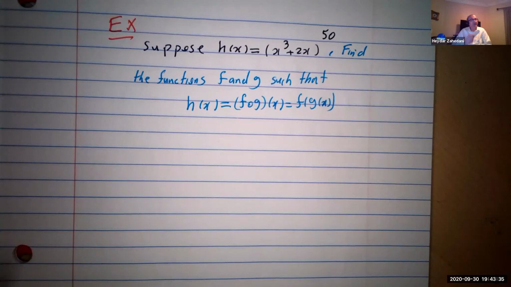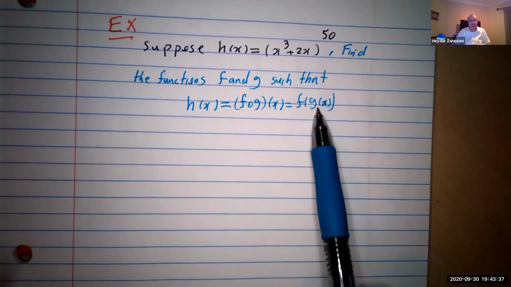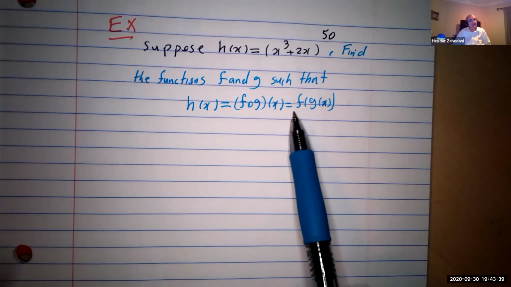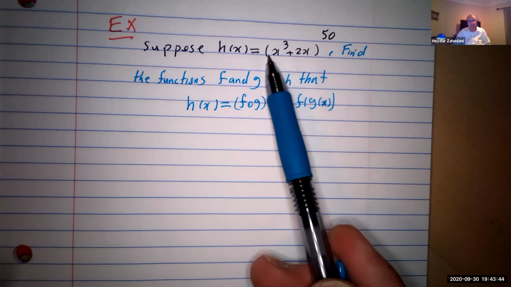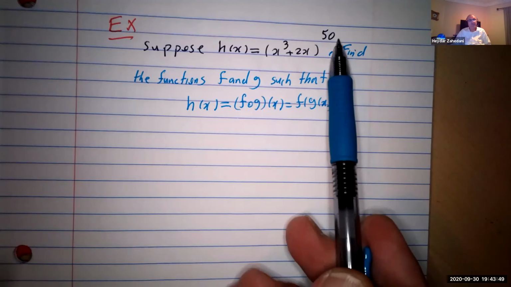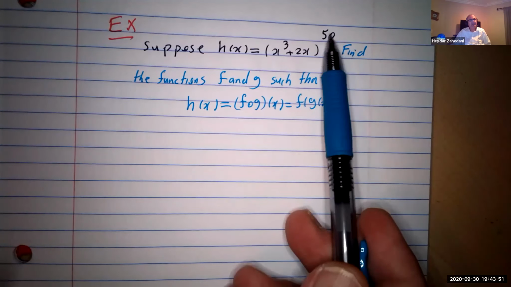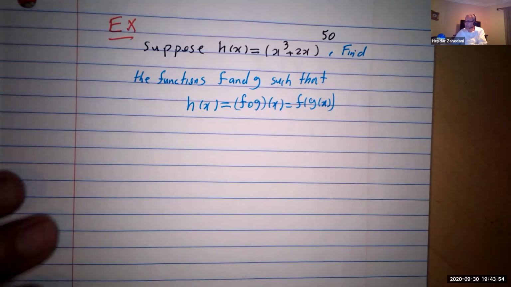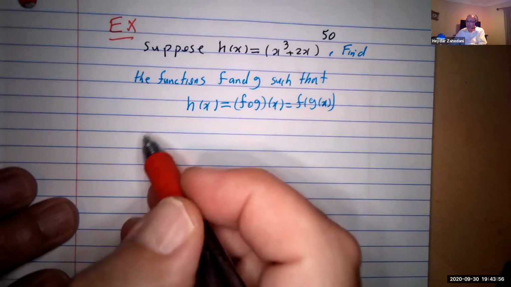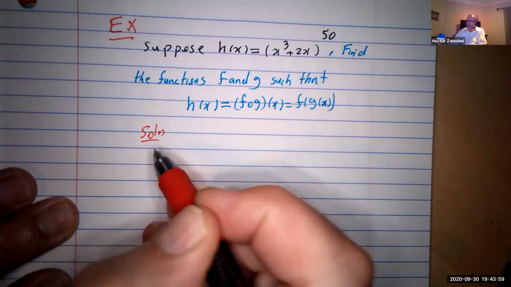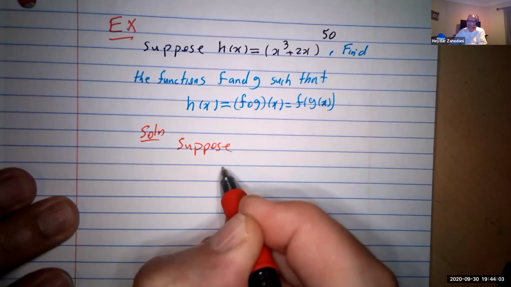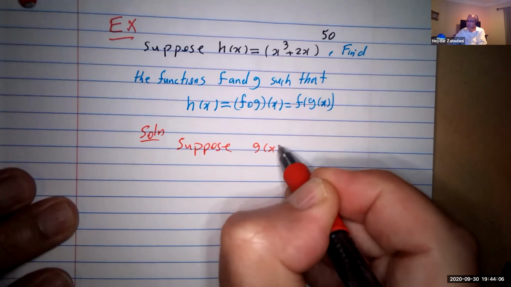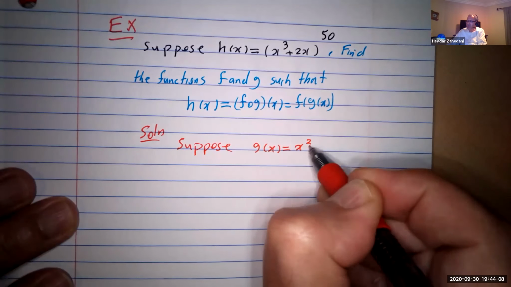In order to find that, g is the inside operation and f is the outside. Look at this one. The inside operation is inside parentheses. Outside, something to the 50. So you have two operations here, and they can easily be found. This is going to be the solution. Suppose the inside function is g of x, inside the parentheses. You call it g.